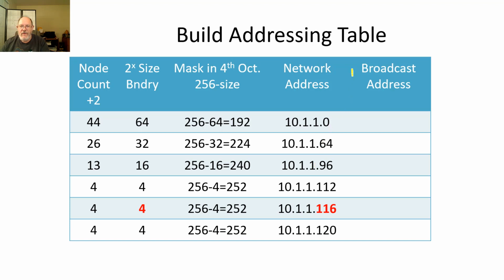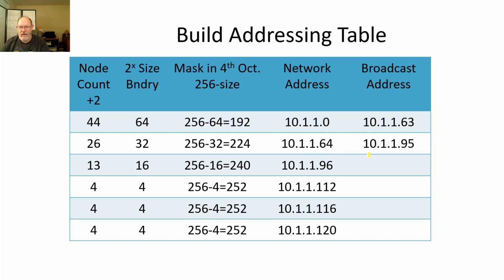So let's go ahead and find our broadcast address, which, even though it's not usable, we just subtract 1, and that would be the last address on the network. Finding the broadcast address is actually quite easy. All we have to do is look at the network address of the next higher network and subtract 1. So our broadcast address for the first network is 63, which is 1 less than 64. We get 95, 1 less than 96. We get 111. We'll get 115.